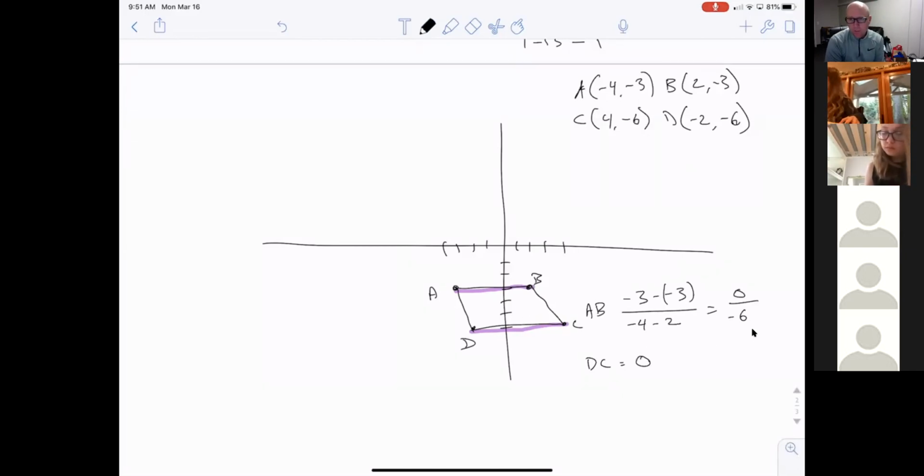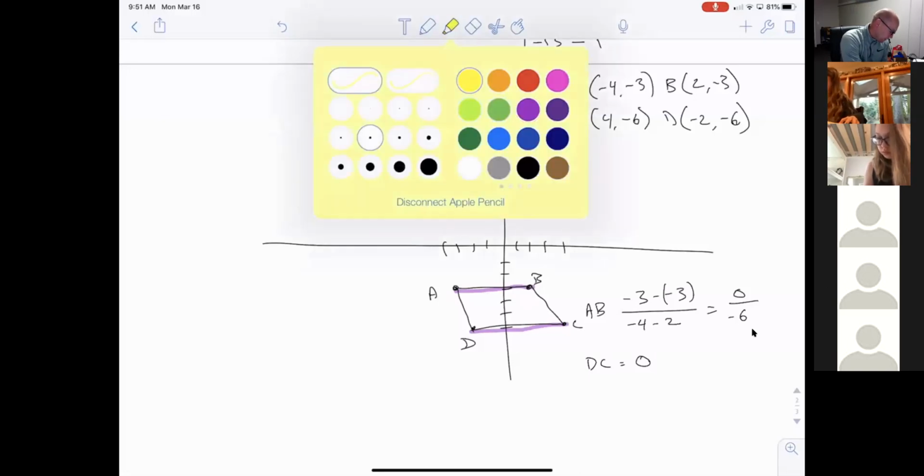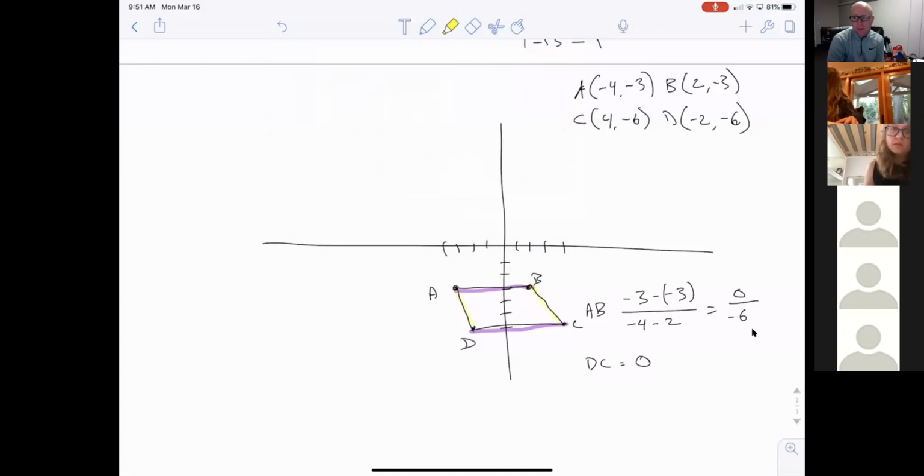For it to be a square, the other two would have to be parallel as well, these two over here. So AD would have to be parallel to BC. I'd find the slope. Now, in order for it to be a square, they also have to be perpendicular. So I would need to take the slope of AB and compare it to the slope of BC. How do I know if they're perpendicular? They would be negative reciprocals. Shake your head if you remember that.